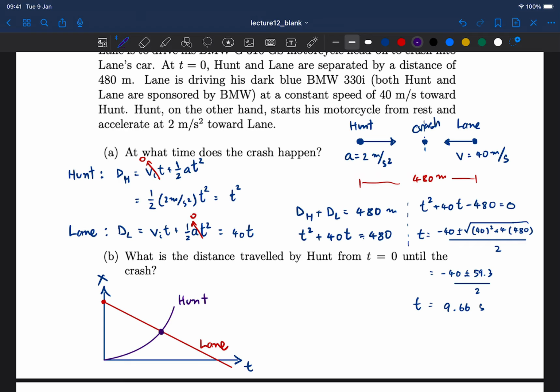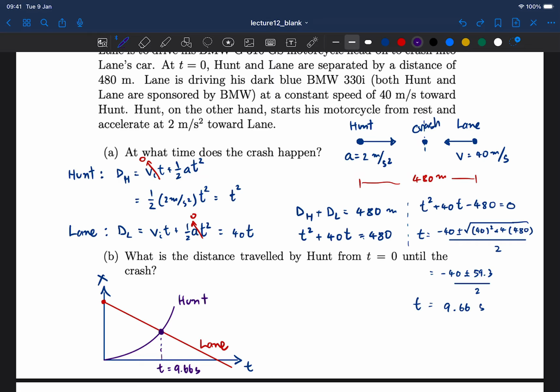And the crash happened here. That's what we just calculated, 9.66 seconds. Okay. So essentially what we did here, geometrically, is just to find the intersect of the two lines. Same math, but maybe a little bit different in the visualization.